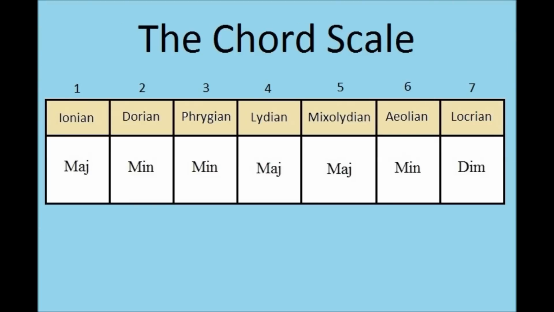This is the chord scale. It's basically a chart which tells you the chords of the modes. There are 7 modes in the major scale, and each mode has a chord assigned to it. You can play through the scale one note at a time, and you can also play through the scale one chord at a time. On the first note of the major scale, you would construct a major chord. On the second, you would construct a minor chord. On the third, you would construct another minor chord, and so on through the chord scale.